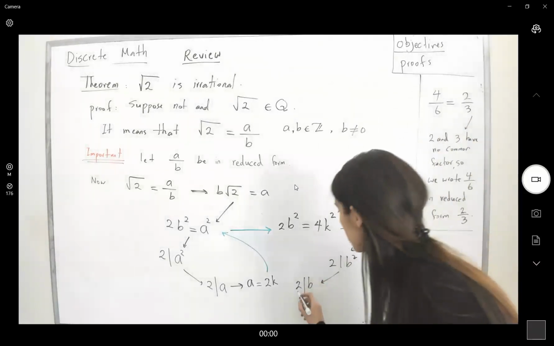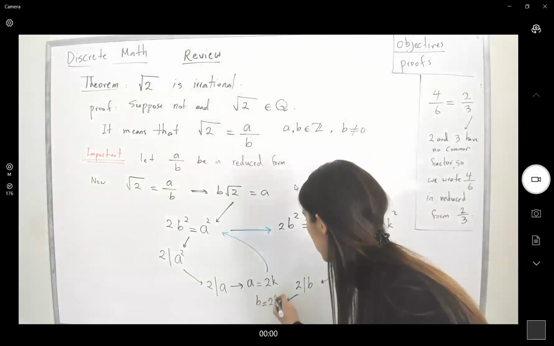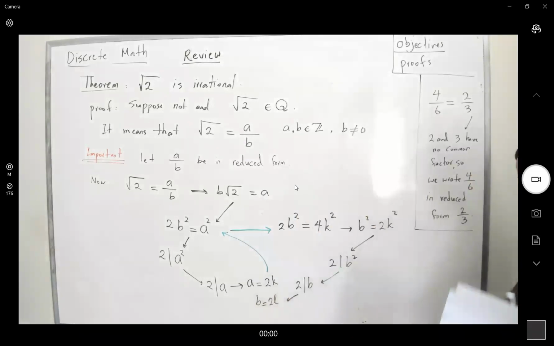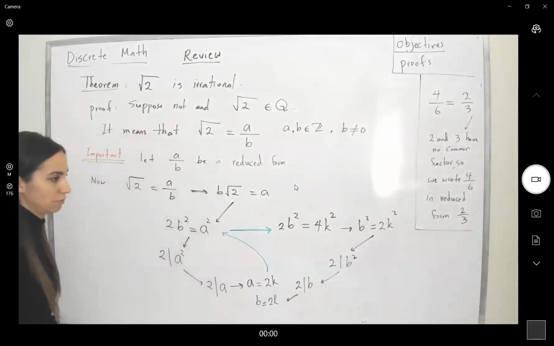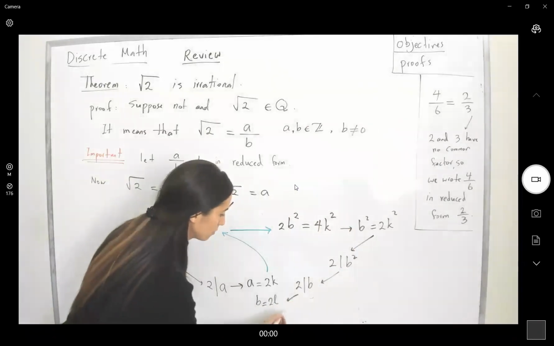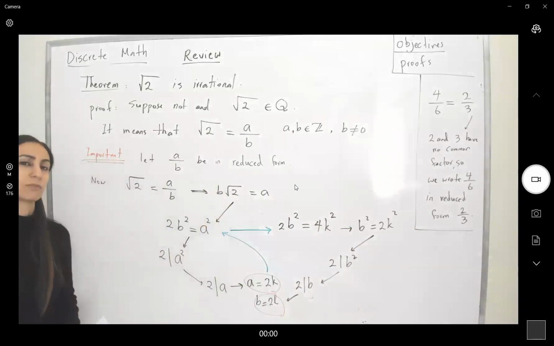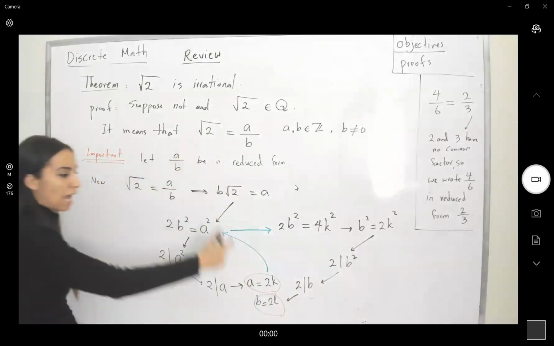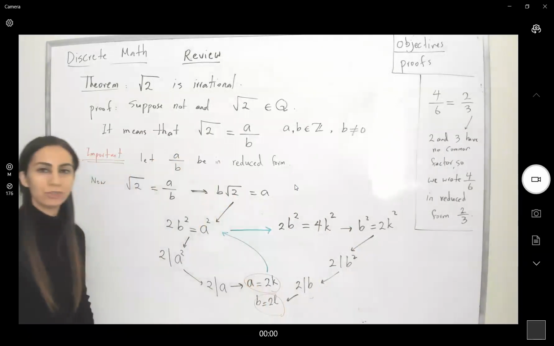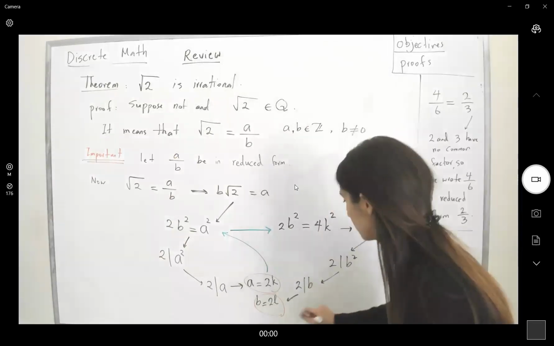It means that b is equal to 2l. Okay. B is 2l, a is 2l. What's the meaning of that? It means that a and b have common factor 2. This is our contradiction.